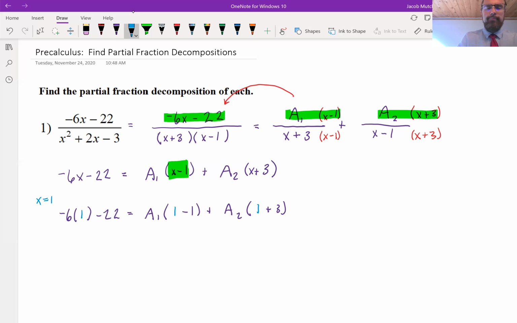And just like we predicted, this 1 minus 1 is going to reduce to 0, times a sub 1 is going to be 0. That whole term is going to fall out. So what I've got now is negative 6 times 1 minus 22. That's negative 28 equals a sub 2 times 1 plus 3, or 4. And I can divide by 4 to solve for a sub 2. And immediately I see a sub 2 has the value of negative 7.